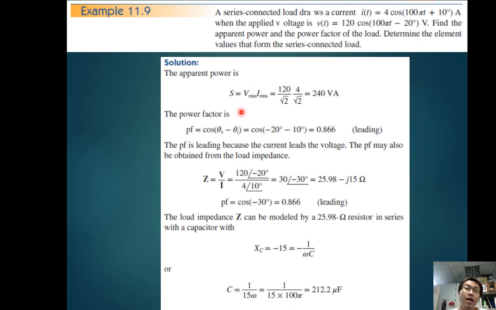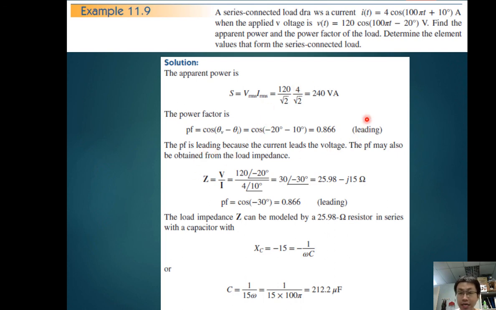So the apparent power S equals Vrms times Irms. So Vrms is 120 divided by square root 2, where 120 is the Vm, and Irms is 4 divided by square root 2, where 4 is the Im, which gives 240 VA. So the power factor is cos(theta V minus theta I). My theta V is negative 20, my theta I is plus 10. So it is 0.66.